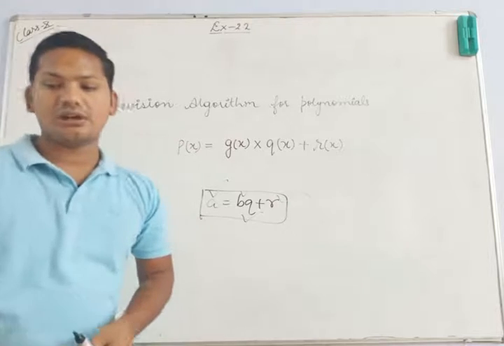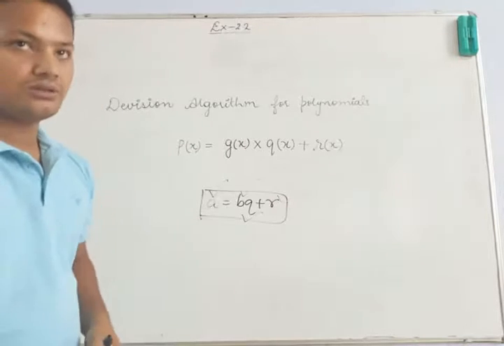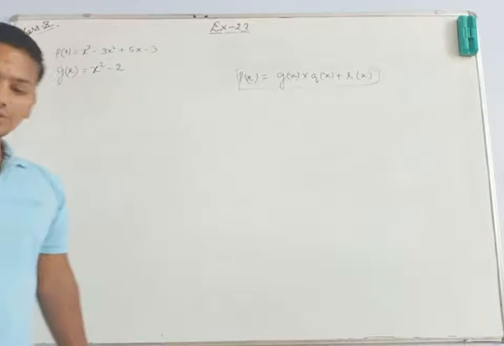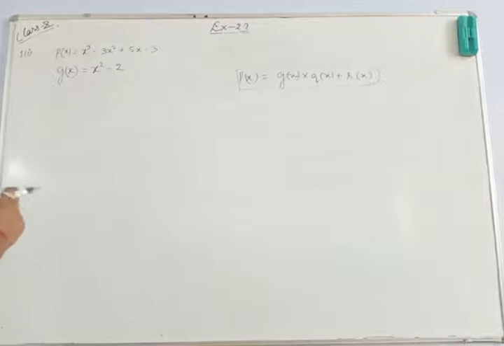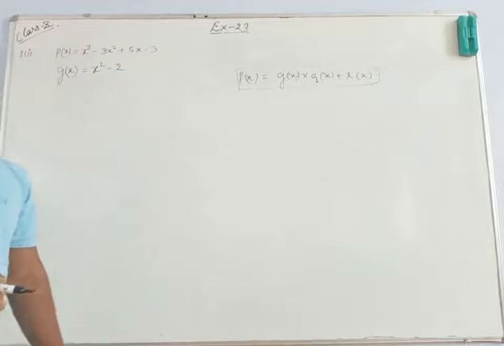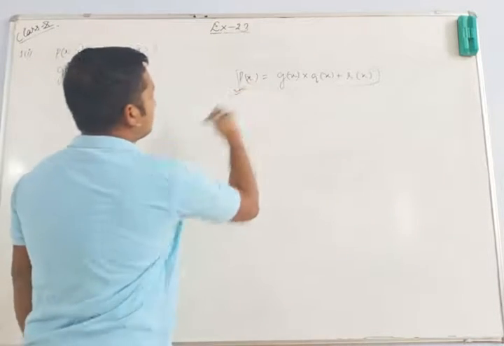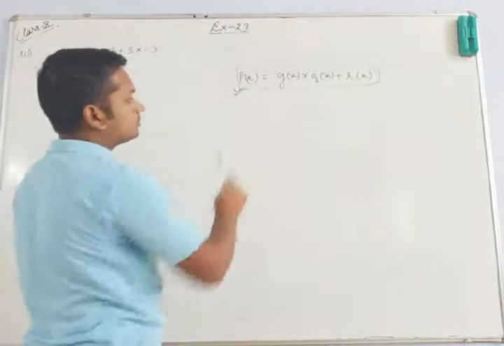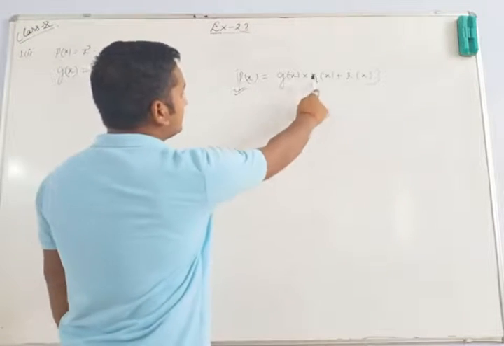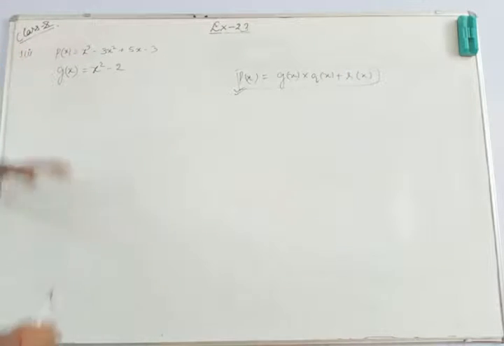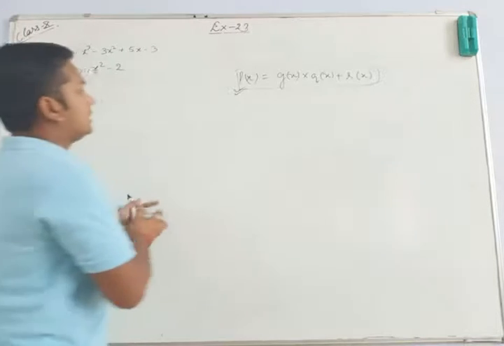Okay, so let's start the exercise 2.3. Now exercise 2.3. The first question says divide the polynomial p(x) by the polynomial g(x), and get the quotient and the remainder. So just now we have studied about the division algorithm. Okay, so here p(x) is what? Dividend, g(x) is divisor, q(x) is quotient, and r(x) is our remainder. Okay, so here we will be dividing the p(x), the dividend, by the divisor. Divisor से इसको divide करेंगे p(x) को. Okay, and our divisor is what? g(x). Okay, so let's start it.